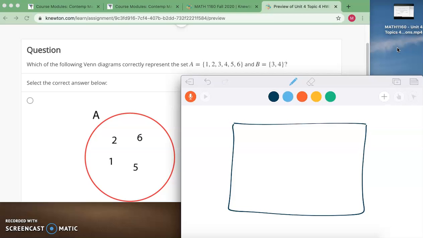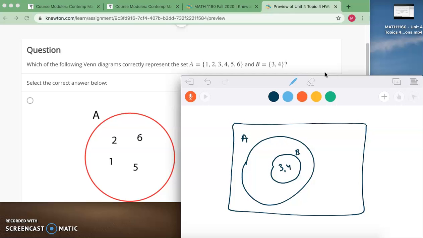And we have... you know what? Let's look at this really quick before we start diving in. We know then that 3 and 4 are actually a subset. So B is going to be a subset. So we can go ahead and make our circle inside of here and say 3 and 4. And that's going to be our B.